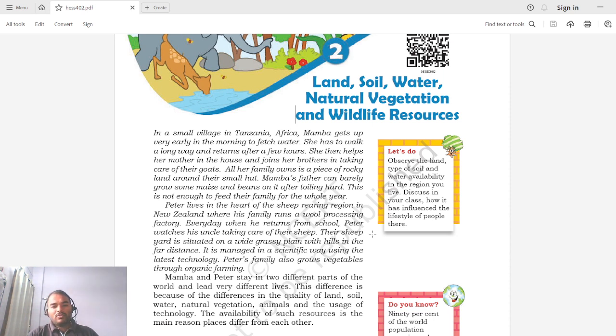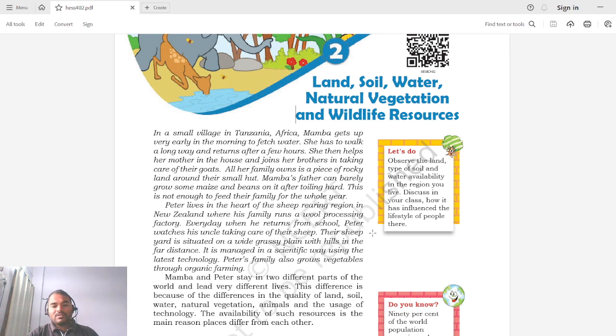All her family owns is a piece of rocky land around their small hut. Also, in addition to goats, they have a small piece of land which is close to their hut. Mamba's father can barely grow some maize and beans on it. After toiling hard, this is not enough to feed their family for the whole year.